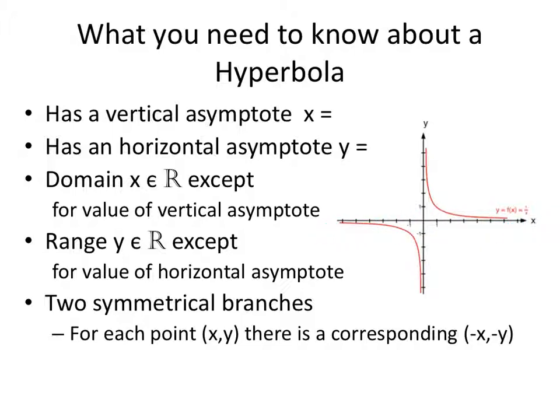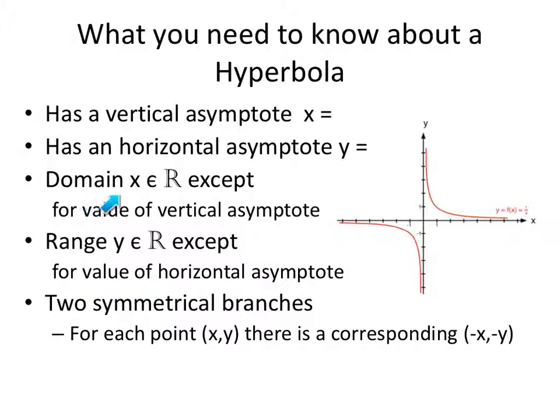Asymptotes are boundaries. So it's like a wall that the function cannot cross. It can get infinitely close to the asymptote, but it can never, ever touch this line x equals 0, right? So it can get really, really close, but it can't ever touch it. Kind of like an electrical fence. You could get really close to it, but if you touch it, it's going to shock you. So not the best idea.